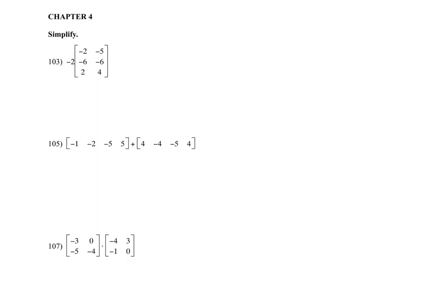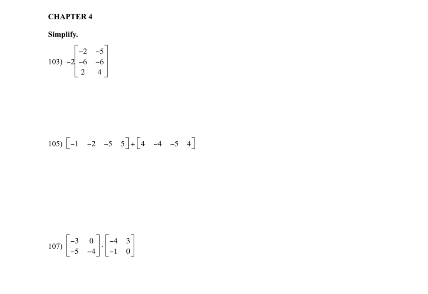All right, simplify, it can be anything. It can be as basic as just distribution, right? If there's a number in front, you're literally just multiplying everything inside by it. The only thing I would say is watch your positives and negatives. All right. Addition and subtraction, you have to have the same dimensions to be able to add and subtract. But if you have the same dimensions, add each element to the corresponding element, or subtract. Again, if it's subtraction, watch your positives and negatives, right?